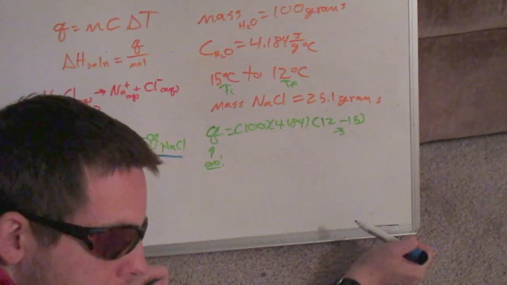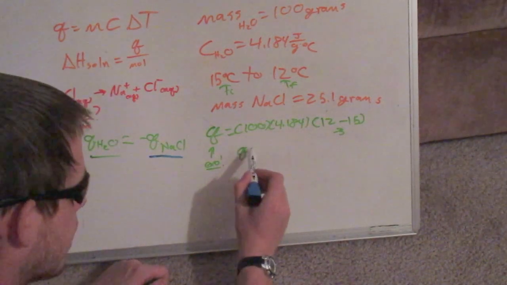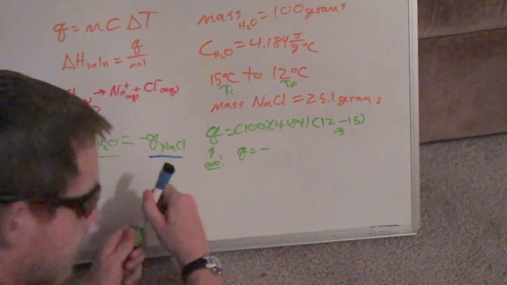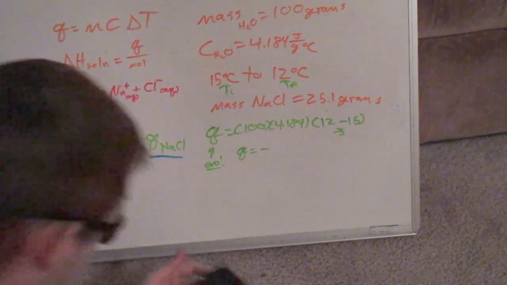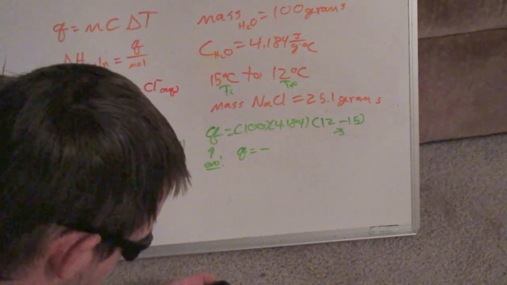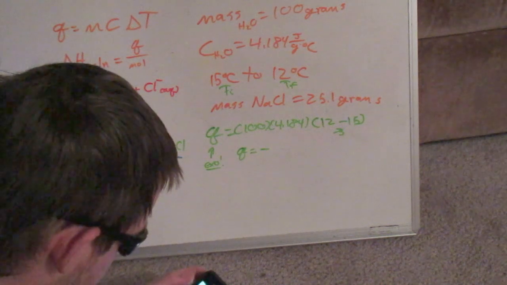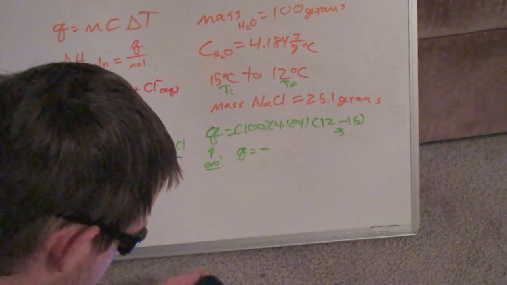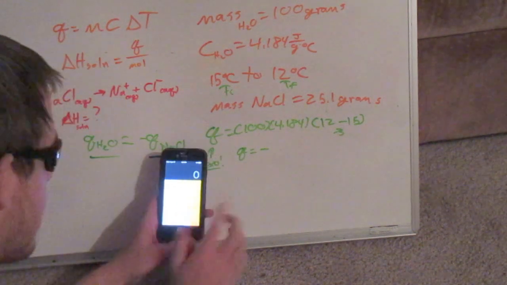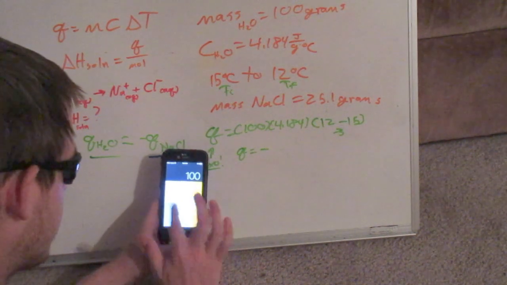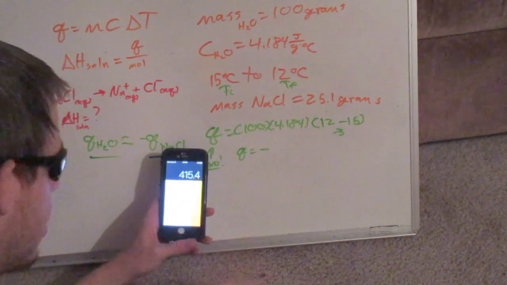That's really powerful information. So, if we end up doing this, Q is going to end up being a negative number, and let's see what that number is. Handy dandy phone calculator. Let us see what's going on here. Again, I don't know if you guys can see this or not, but I'm just going to plug it in. 100 times 4.184 times -3.